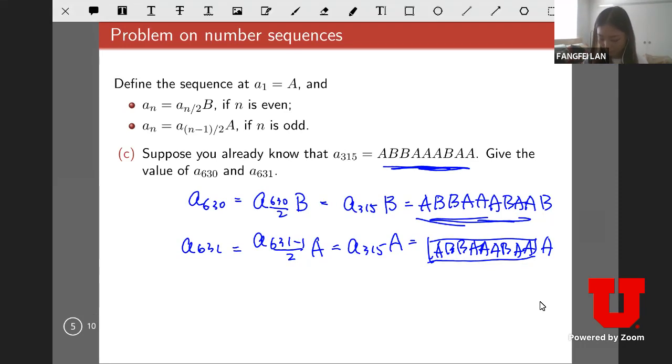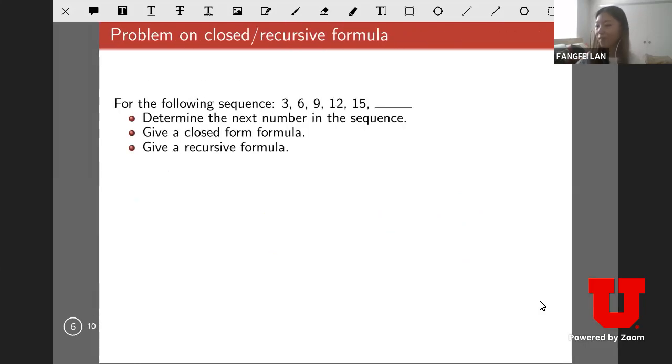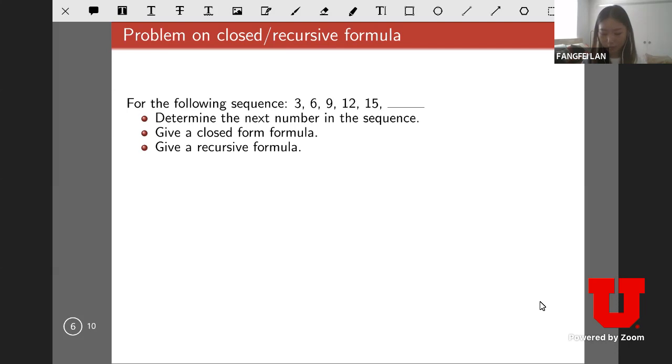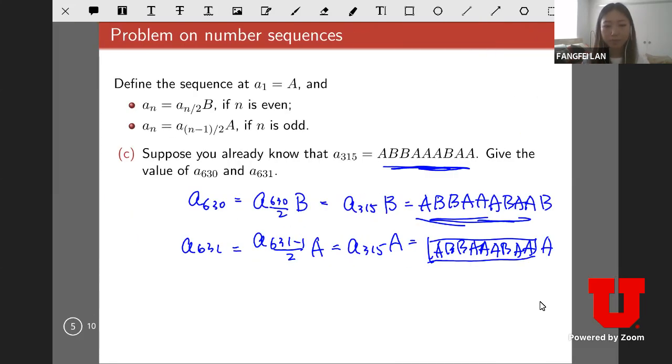Save. Okay, I think that worked. Any questions for the first problem?